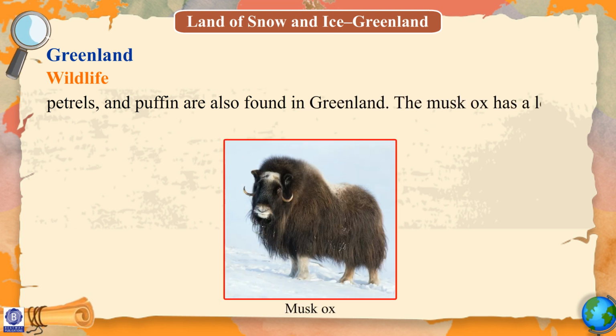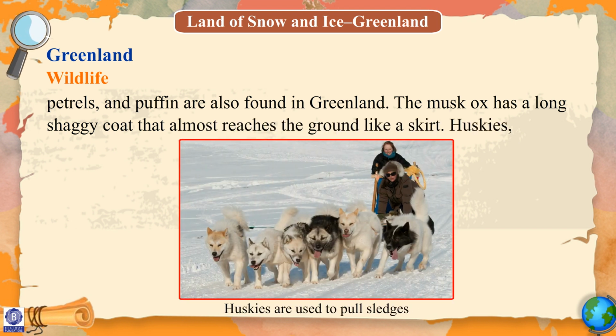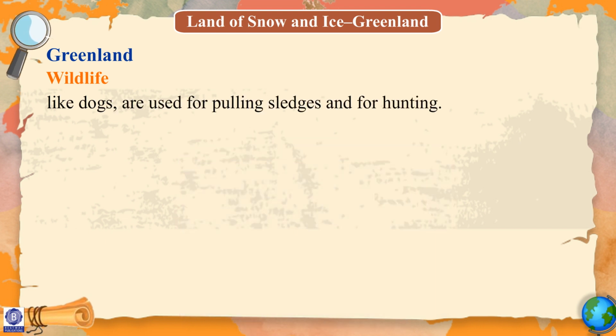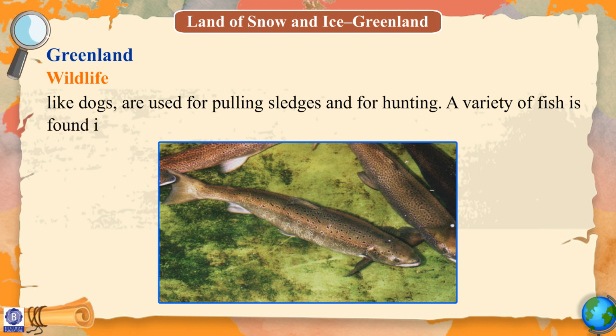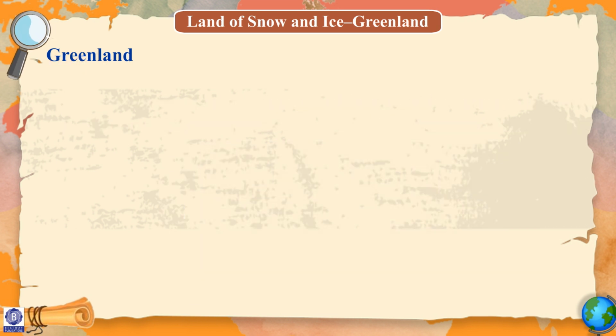The musk ox has a long, shaggy coat that almost reaches the ground like a skirt. Huskies, the wolf-like dogs, are also used for pulling sledges and for hunting. A variety of fish is found in the sea around Greenland. It includes cod, trout, and salmon.